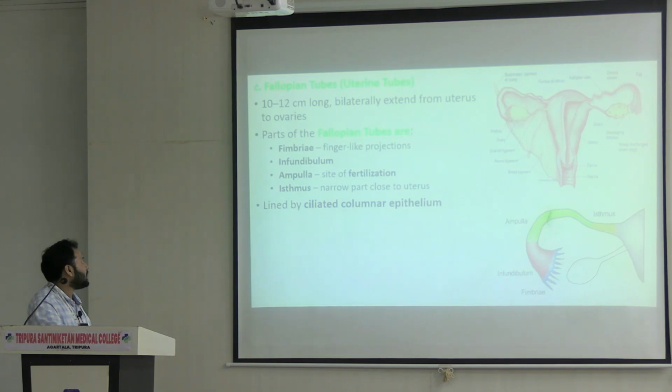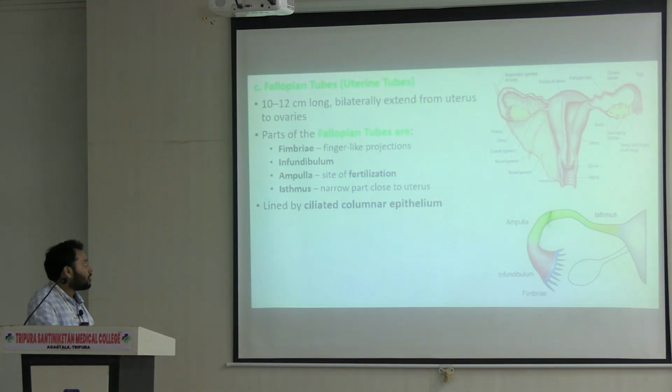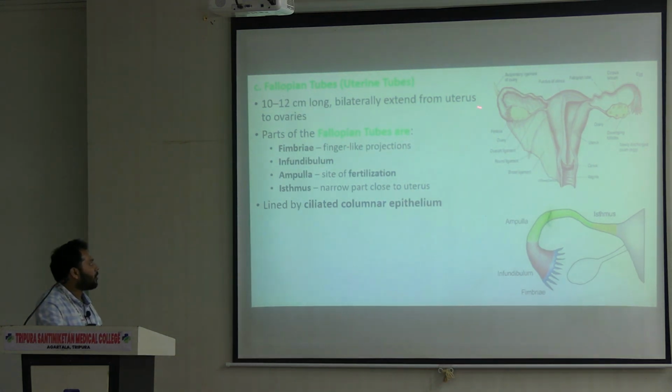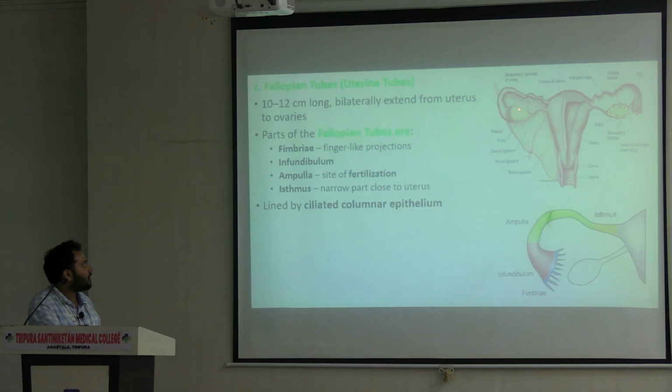Now if you see the other parts, the next part is called the fallopian tube. This one, fallopian tube. You also can see from here, this is the fallopian tube. So what are the features of that fallopian tube? It is around 10 to 12 centimeters long, which is bilaterally extended from the uterus to the ovaries. So this is the uterine region, and this fallopian tube extends towards the ovaries on both sides, right?